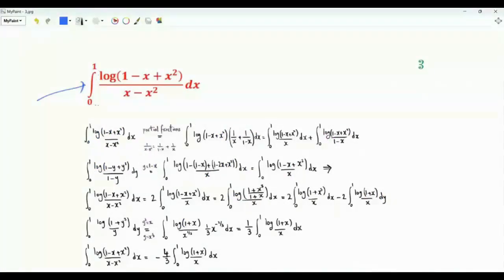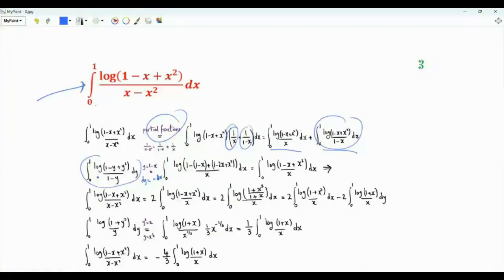Our other integral is the integral over x from 0 to 1 of log of 1 minus x plus x squared, over x minus x squared. Let's do partial fractions. Write down 1 over x minus x squared as 1 over x plus 1 over 1 minus x. Split the integral into two integrals. Take this integral here, written using the dummy variable of integration y. Do the change of variables, y equal to 1 minus x. dy is equal to minus dx.